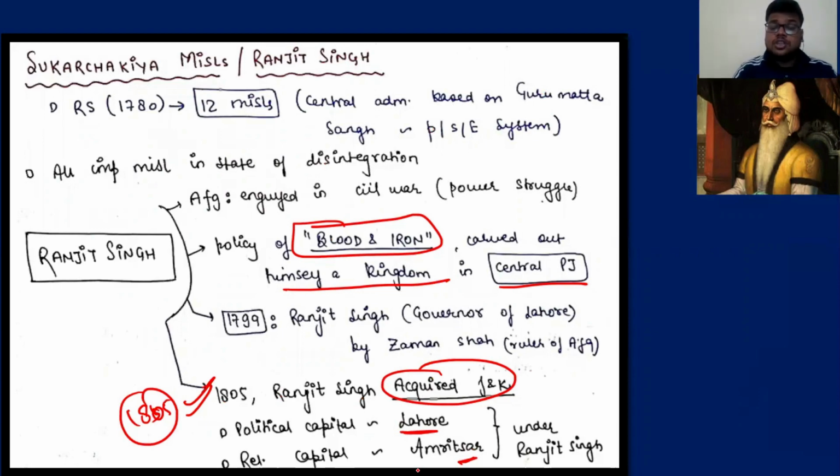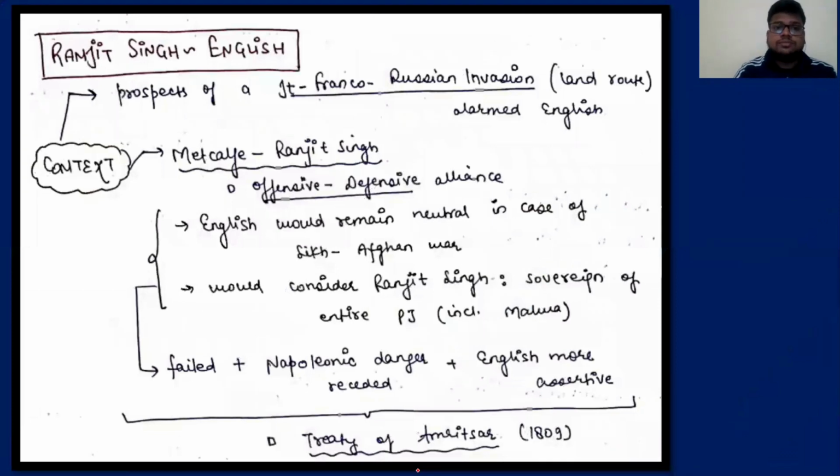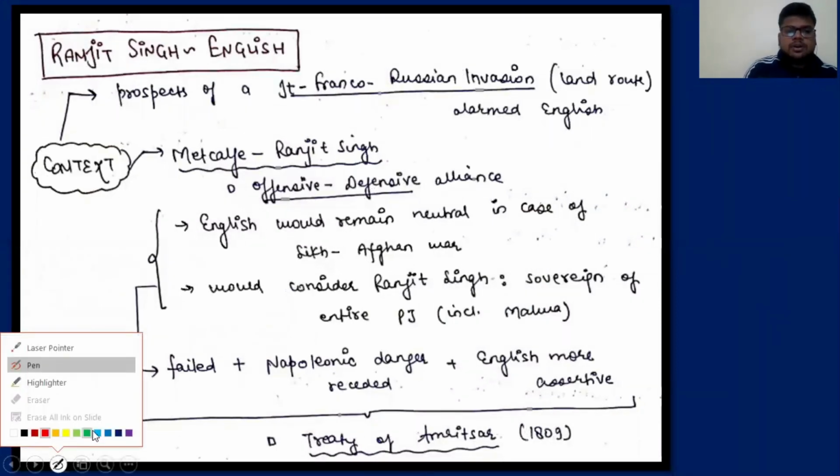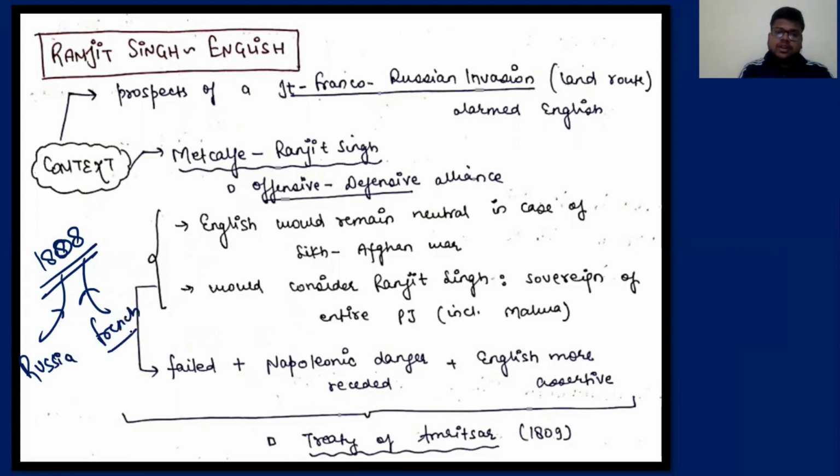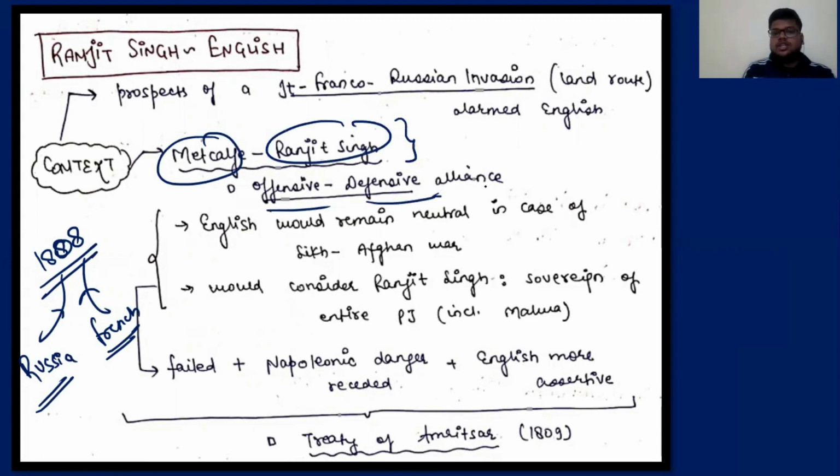Right? This was the story of Ranjit Singh. He had a very good relationship with the Britishers. Now remember the times, as we have discussed, 1808, 1809, when there was a threat of the Russian and more importantly the French threat. So Metcalfe wanted to have an offensive-defensive alliance with Ranjit Singh.